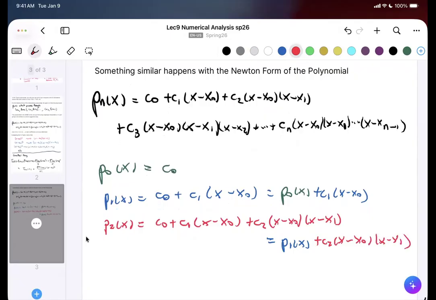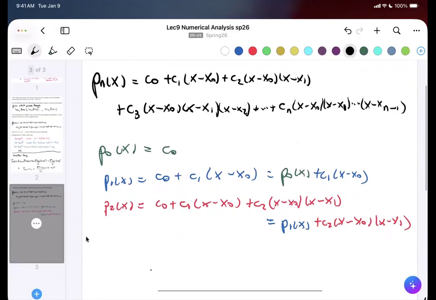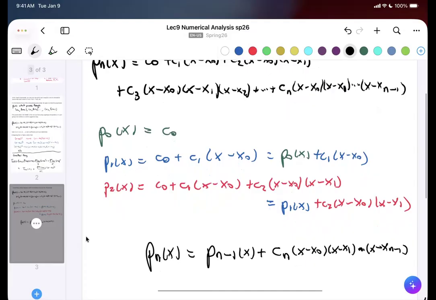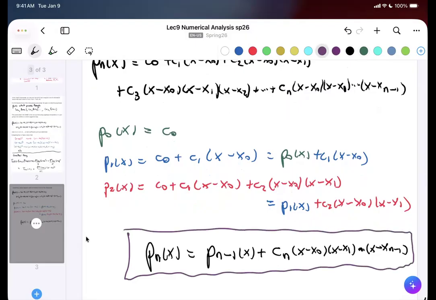It's not too hard to convince yourself that that is more or less what happens in general. So Pn of x, by writing the polynomial in this particular format, is Pn minus 1 of x plus this constant Cn times x minus x0, x minus x1, up to x minus xn minus 1. So this does have a more recursive structure to it, which you don't get if you write a polynomial in the Lagrange presentation.